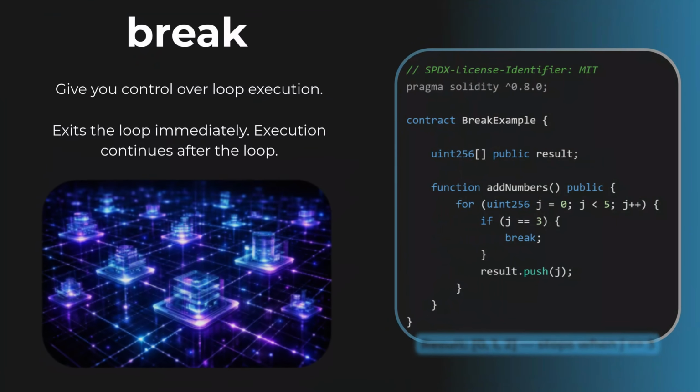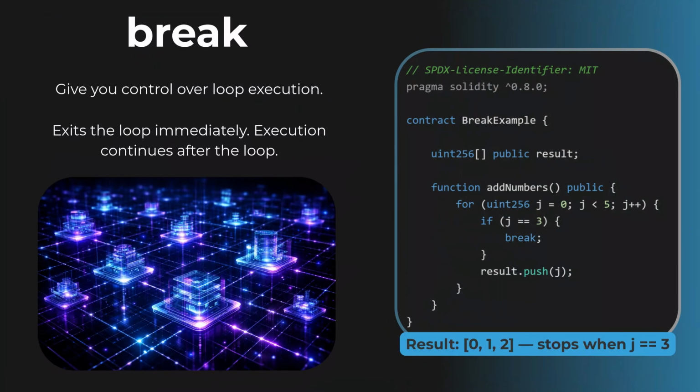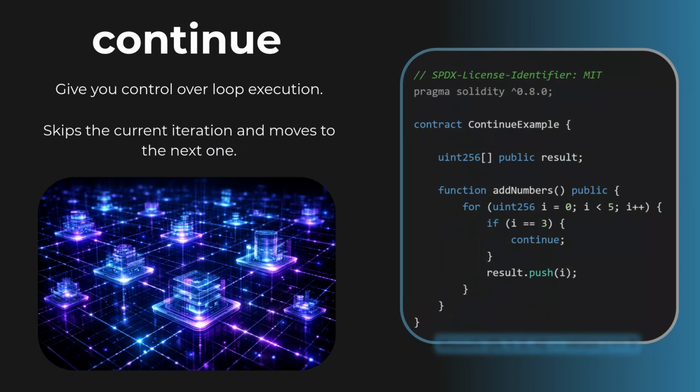The break statement is used to exit a loop early. When break is executed, the loop stops immediately and execution continues with the next line after the loop. In nested loops, break only exits the innermost loop where it is used. In this example, the loop stops when j reaches 3, so the array will contain the values 0, 1, and 2.